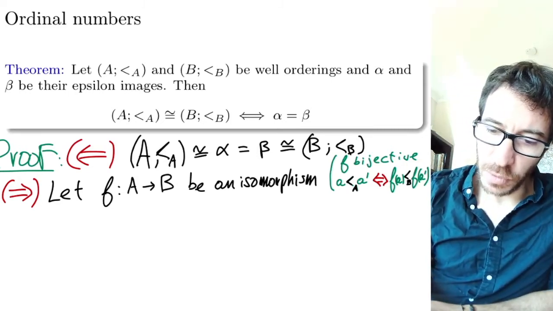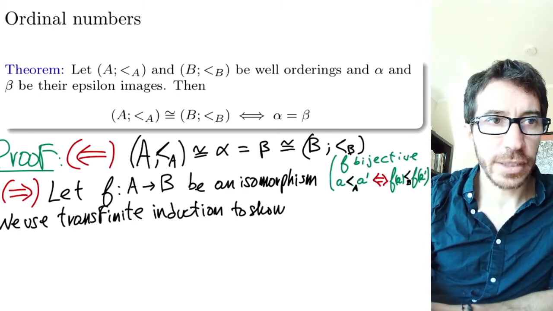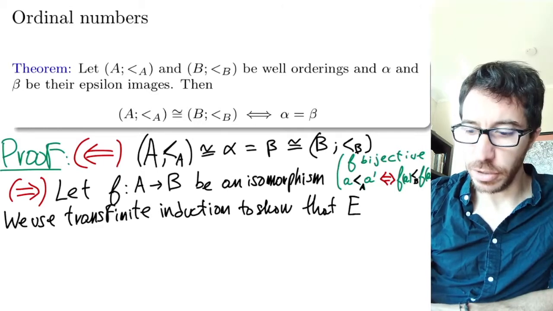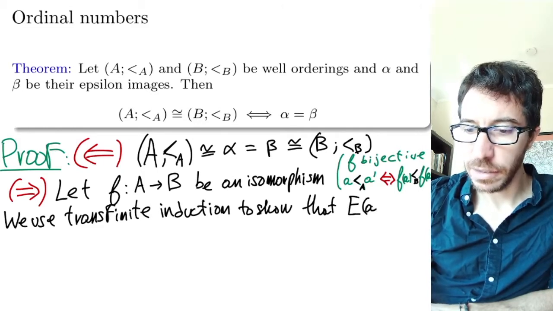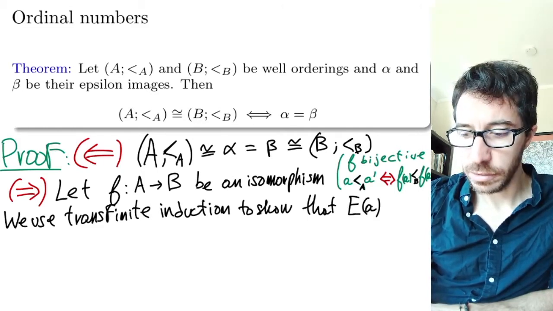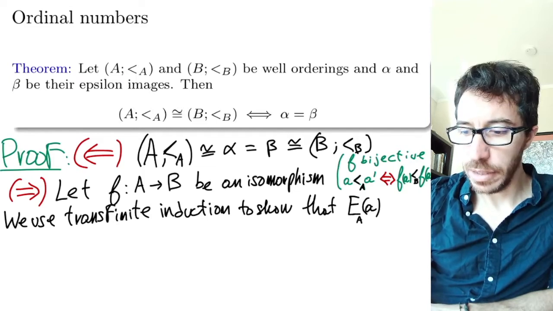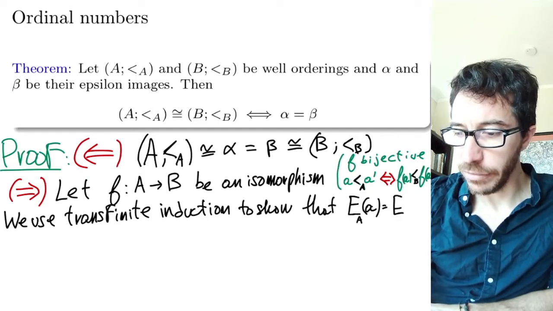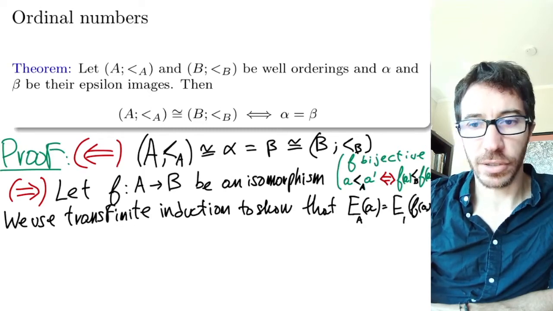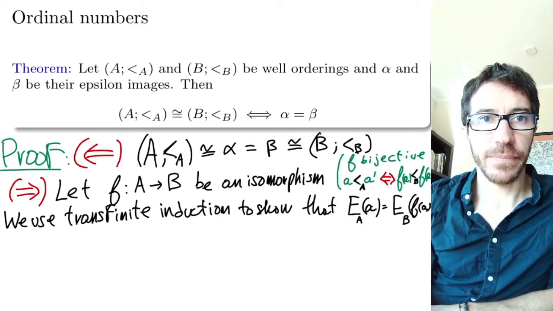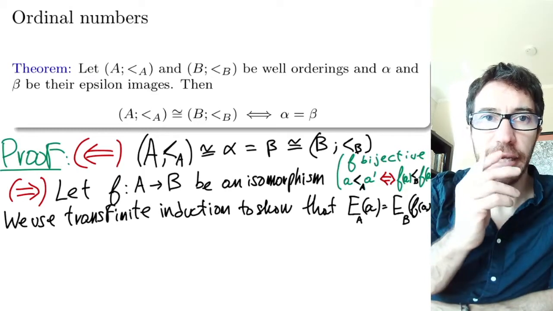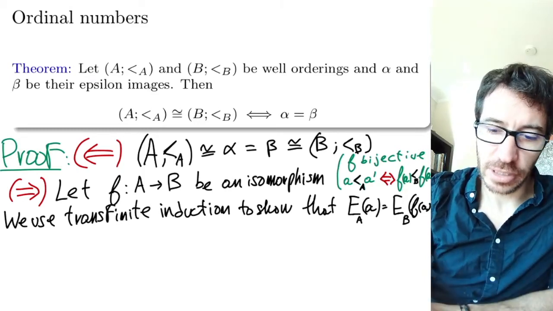So now what we want to do is use transfinite induction to show that the epsilon image of an element a according to A is equal to the epsilon image of F of a, now according to the linear ordering B. For every little a in A, this image is the same. So how do we do this?